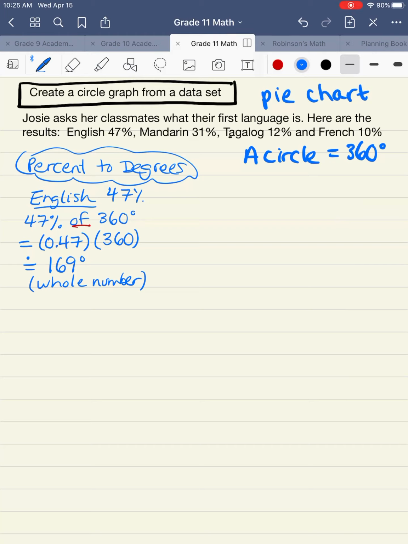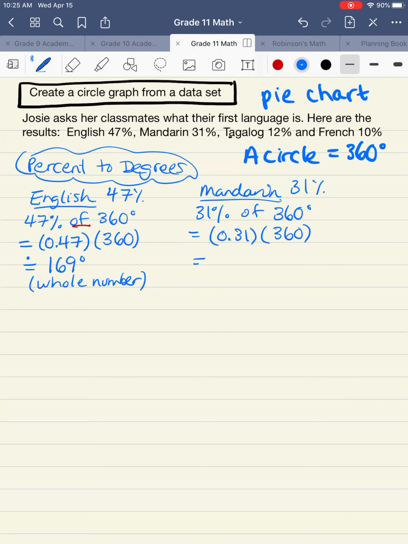We know how much space it is to take up. Now let's do Mandarin. We're just going to follow along what we did before. Mandarin is at 31%. And so we want to do 31% of 360 degrees. That is equal to 0.31 times 360. Again, we're taking that percentage and changing it into a decimal. And this gives us 111.6, but remember we are going to round to a whole number, so approximately 112 degrees.